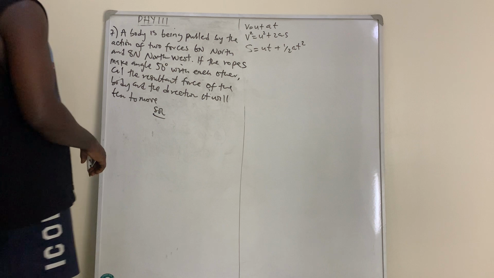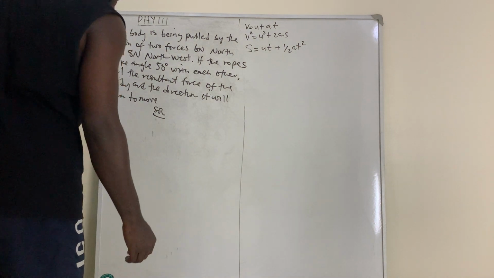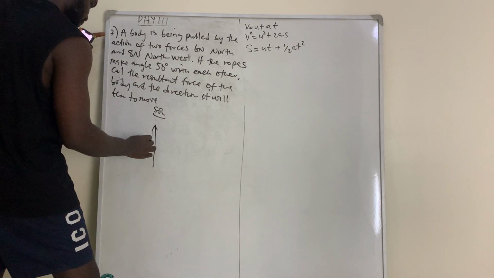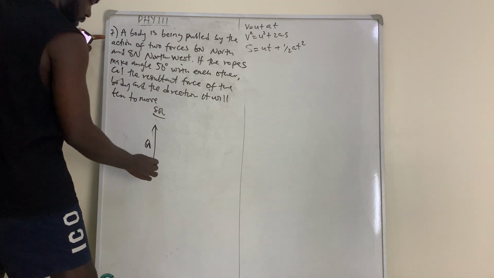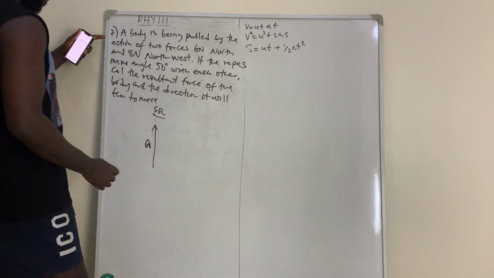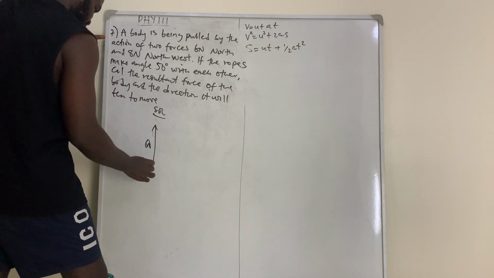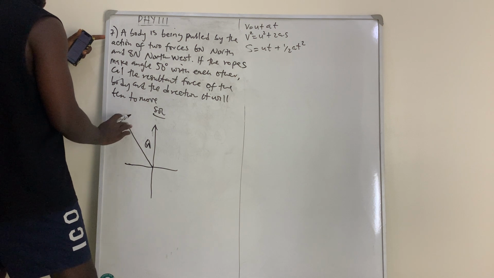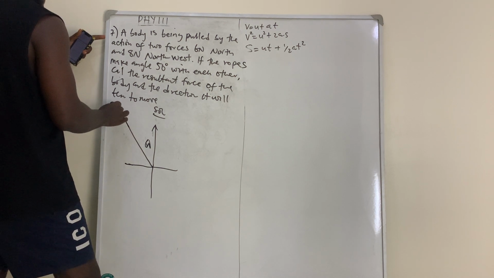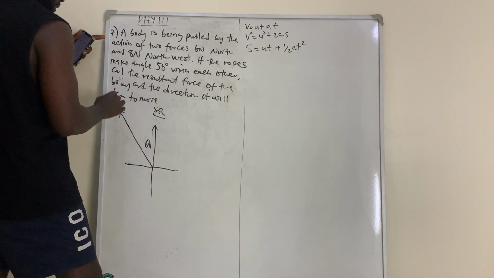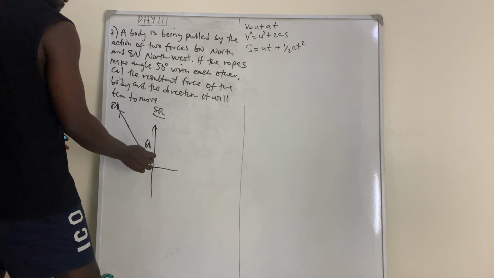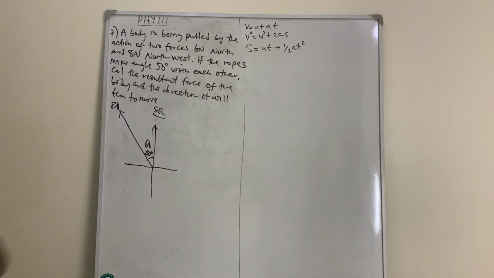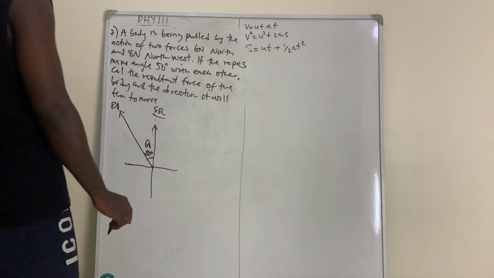Okay, solution. Now what do we do? You can decide to draw it. We have the first one, which goes north. This is 6 Newton north. Then the next one goes northwest. If this is my cardinal point, the other one goes this way, northwest, and is longer. The force there is 8 Newton, and both of them make an angle of 50 degrees.